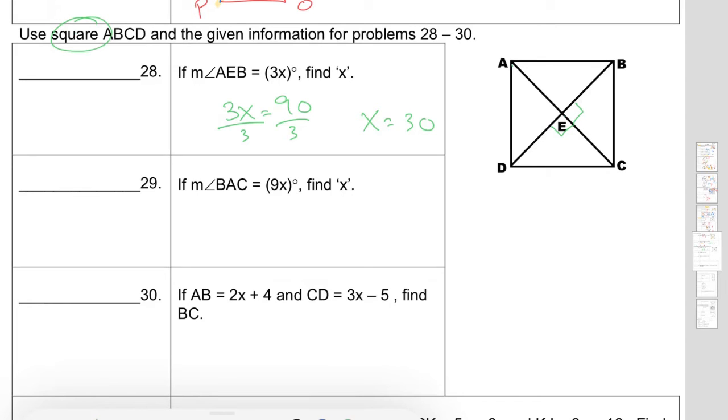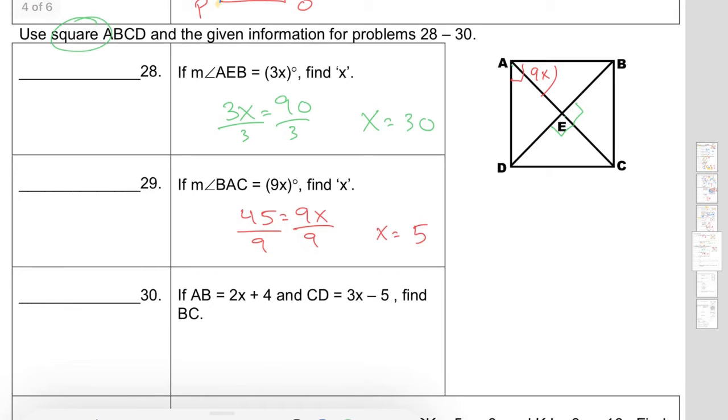So moving on, it says BAC is 9x, find x. Once again, because the corners are being bisected, half of 90 is 45, so that's what I set my equation equal to. Divide both sides by 9, and we get x to be 5.